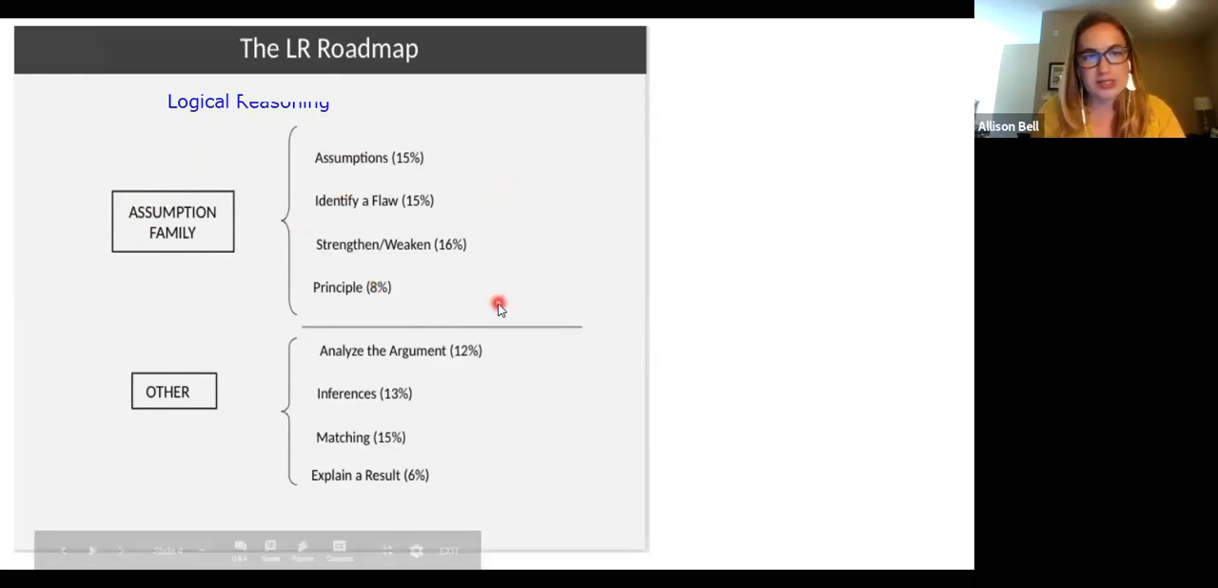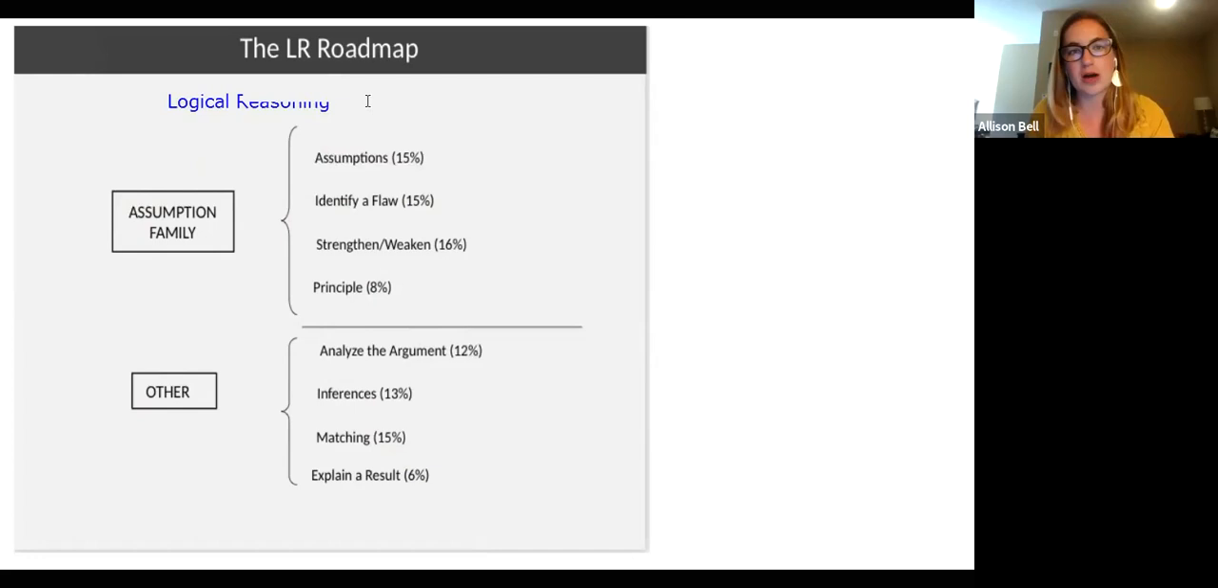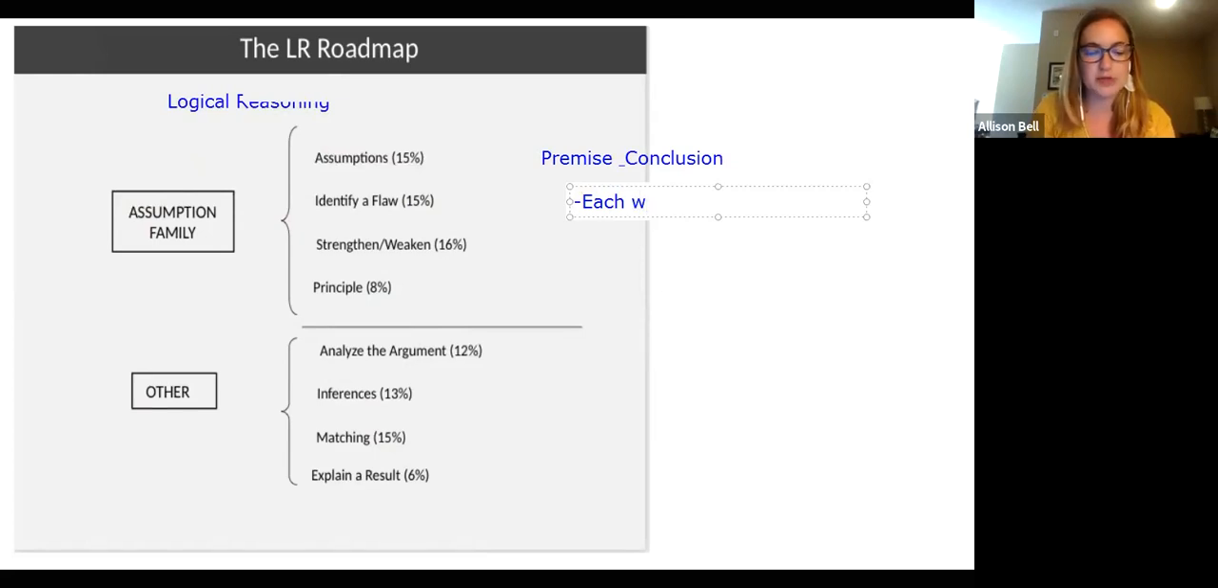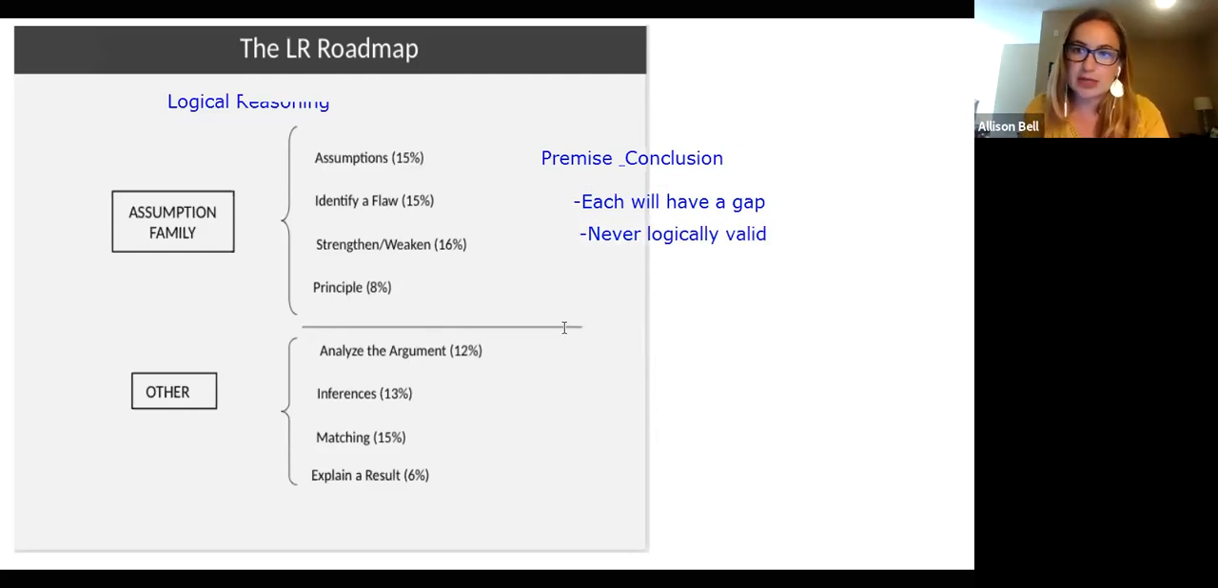For all questions that are in the assumption family, there are some common features. One is that each of these is going to be an argument with a premise and a conclusion. And each of those arguments will have some sort of gap, some sort of flaw or a jump that's being made from the premise to the conclusion. So these arguments are never going to show up as something that is already logically valid. There's always something that you could add to them to make them better.